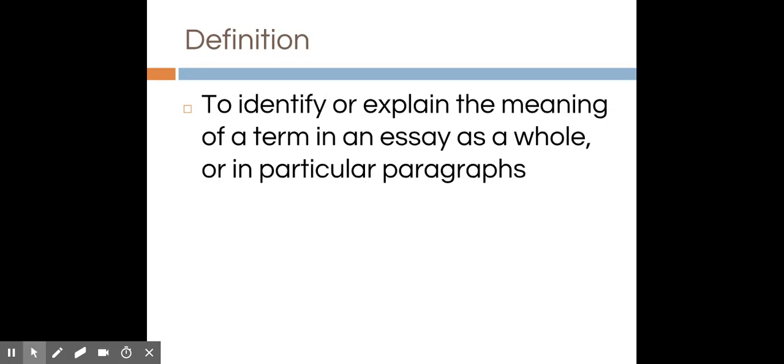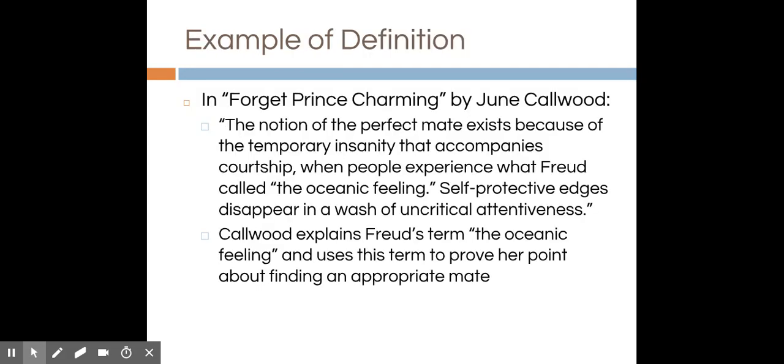Definition. When you're using a definition as a method of development, it may be a one-off definition that you include in a paragraph to help prove the point of that paragraph, or it may be an ongoing definition. Like say you want to write your whole essay on Hamlet about proving Hamlet's a tragedy. Well, then you're going to throw that definition in, but then you're going to keep going back to that definition to help prove your point.